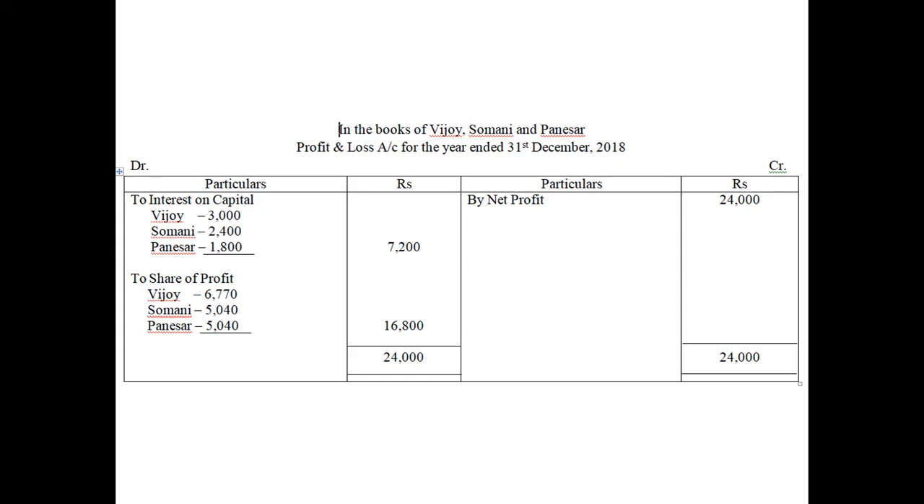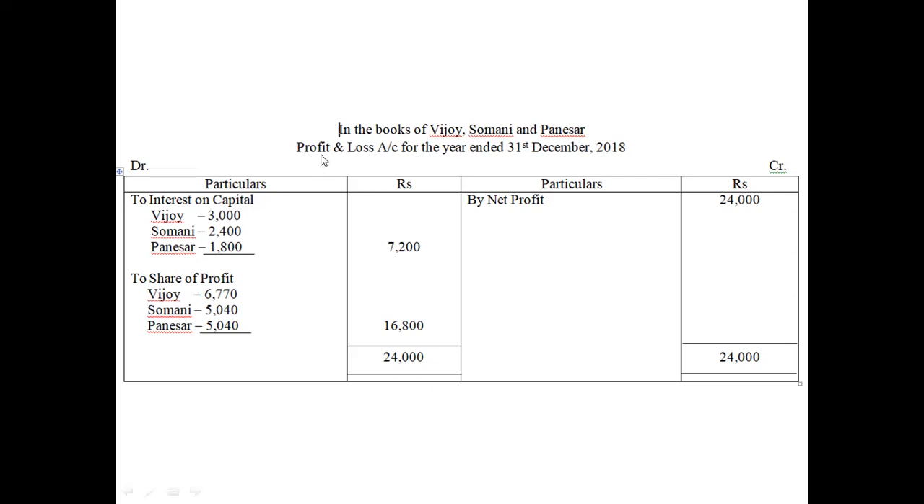So what we have studied from the first chapter, that is your fundamentals of partnership accounting, we are going to use the same thing here. Remember that in this question we have to prepare the entire accounts for the year ended 31st December 2018 first, and second, we have to prepare the accounts for 31st December 2019. So let us start with the first year, that is the year ended 31st December 2018.